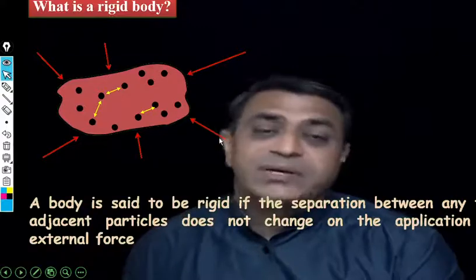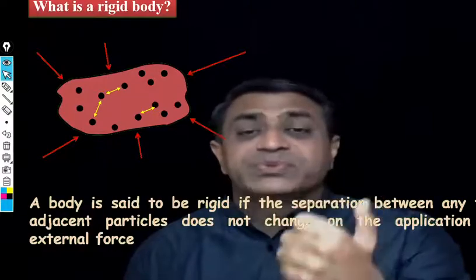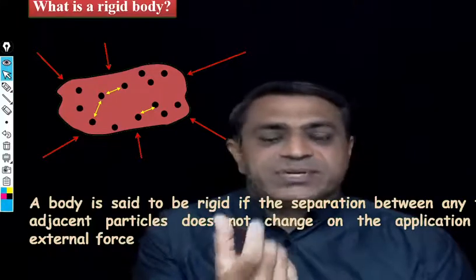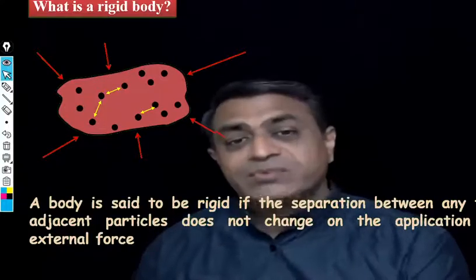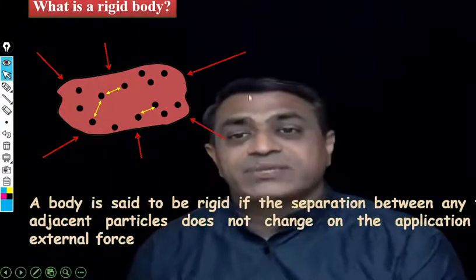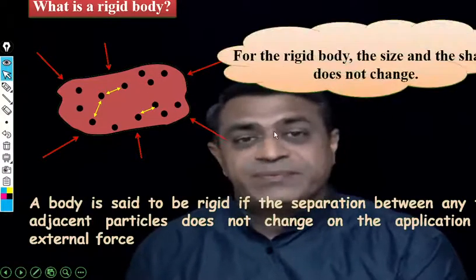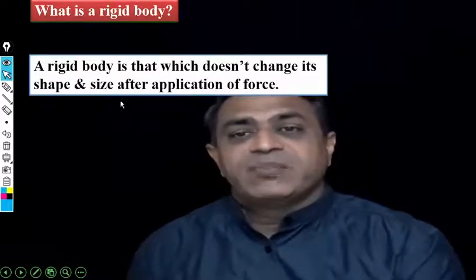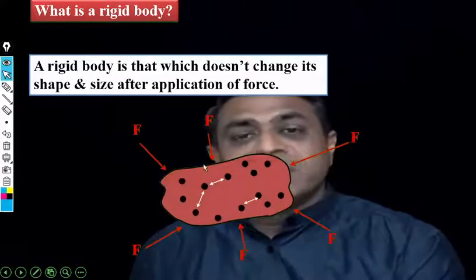Most objects are rigid up to some extent. If we consider a rubber or eraser, when you press it, does its shape remain the same? No, there is a change in shape as well as size of the object because of the application of force. So a rubber or eraser we cannot say is a rigid body. A rigid body does not change its shape and size after application of force.